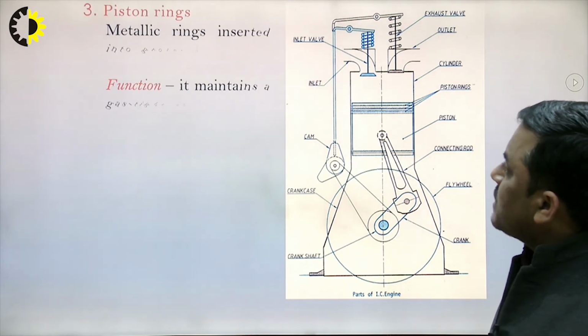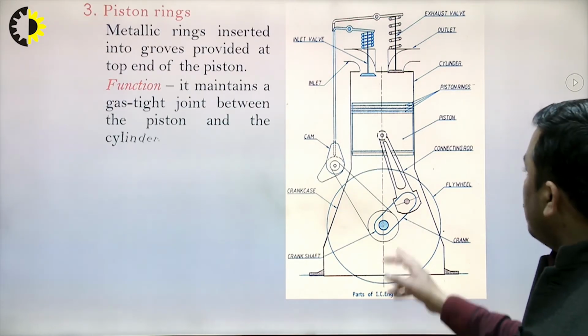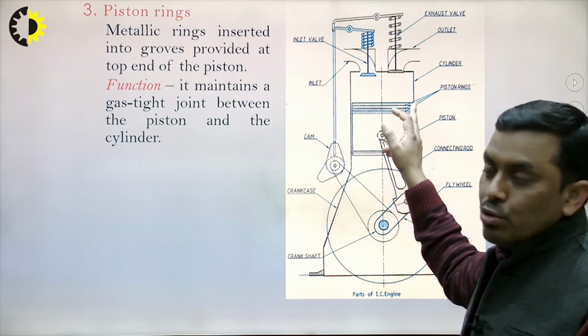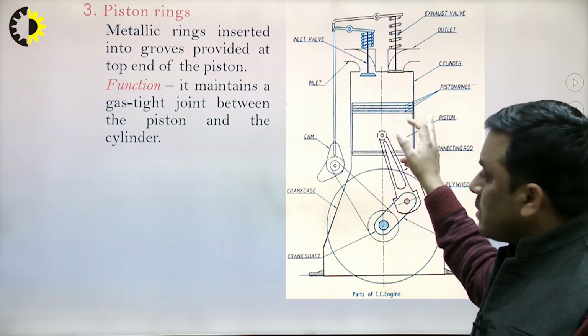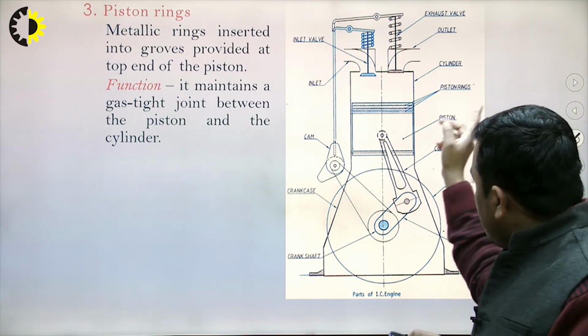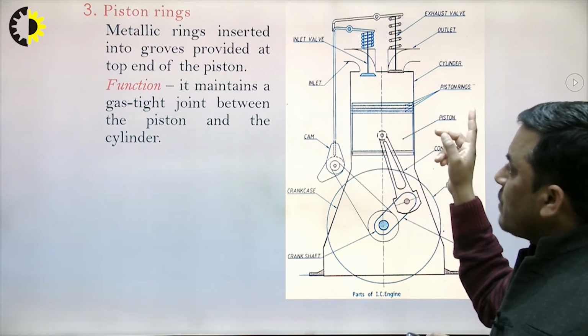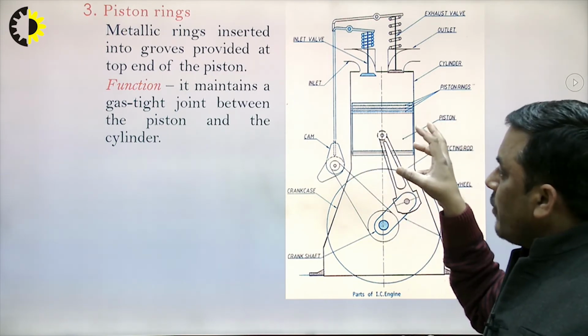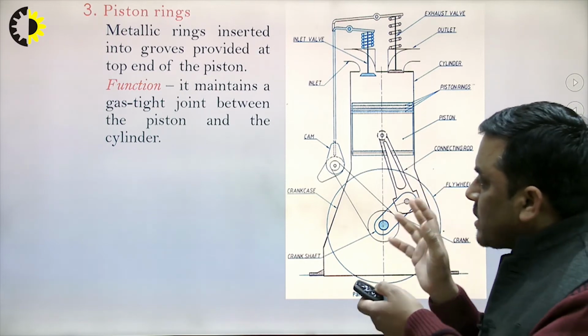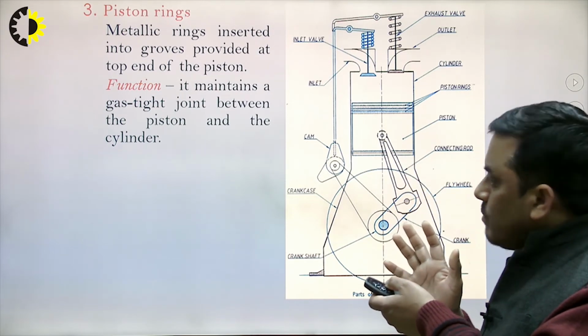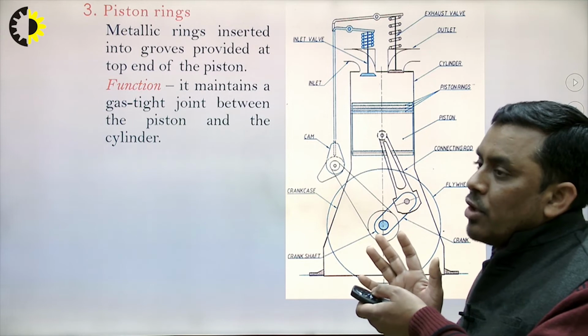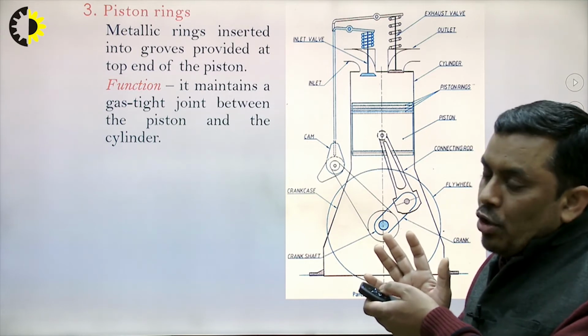Another is piston rings. As I already told, the piston and cylinder are not of the same size. So there are some metallic rings provided circumferentially on the piston. The function of these rings is to maintain a gas tight joint, with no leakage, because if there is leakage then combustion will not occur properly and there will be a loss of energy.